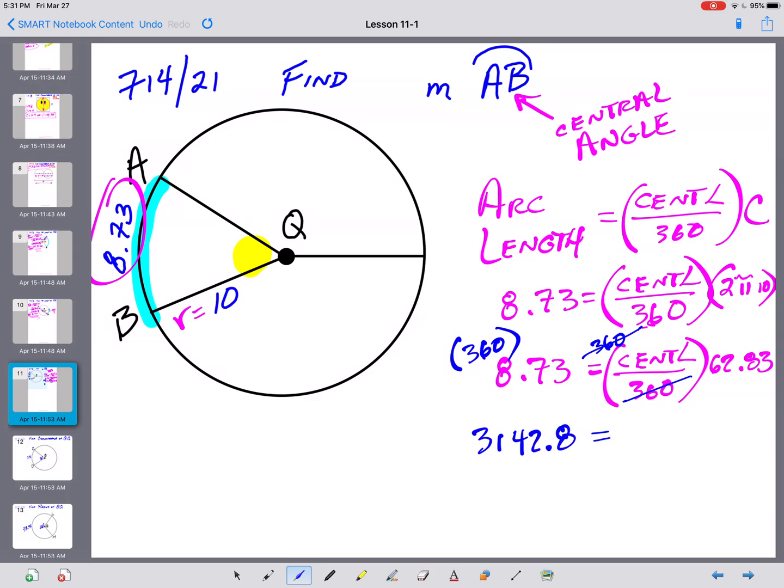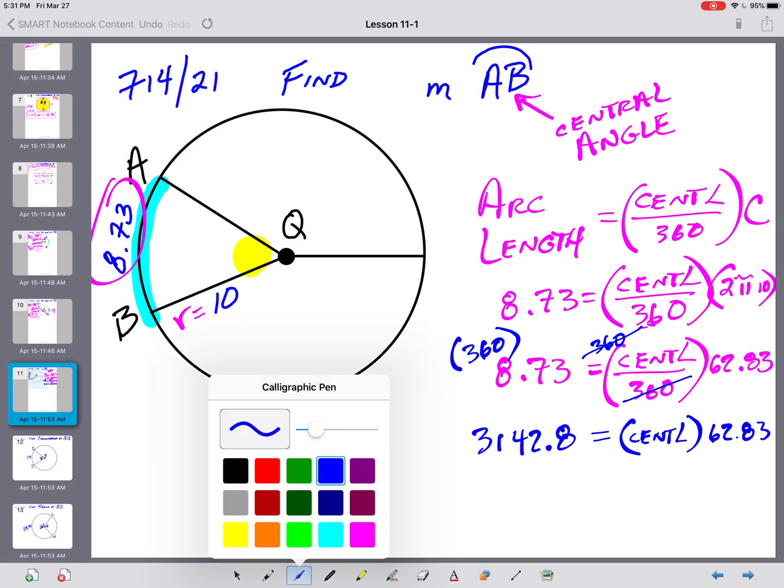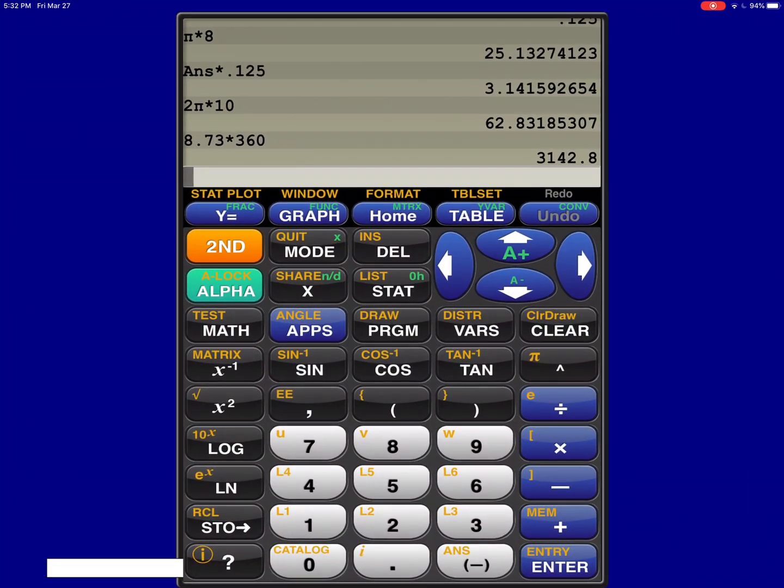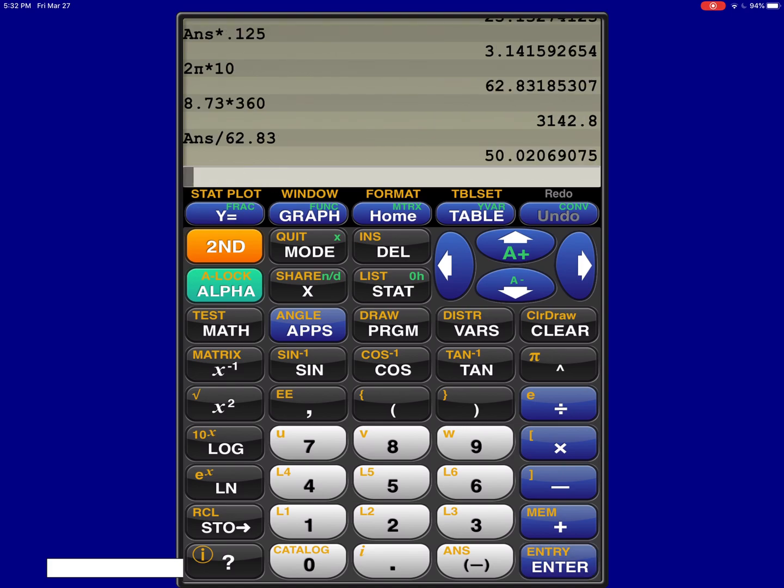3142.8 equals. Now look at what we have left. It's central angle times 62.83. Algebra again, what are you going to do? On both sides, you're going to divide by 62.83. Those are gone. I got my central angle right at the center. Take 3142.8 divided by 62.83. Nice, there it is.